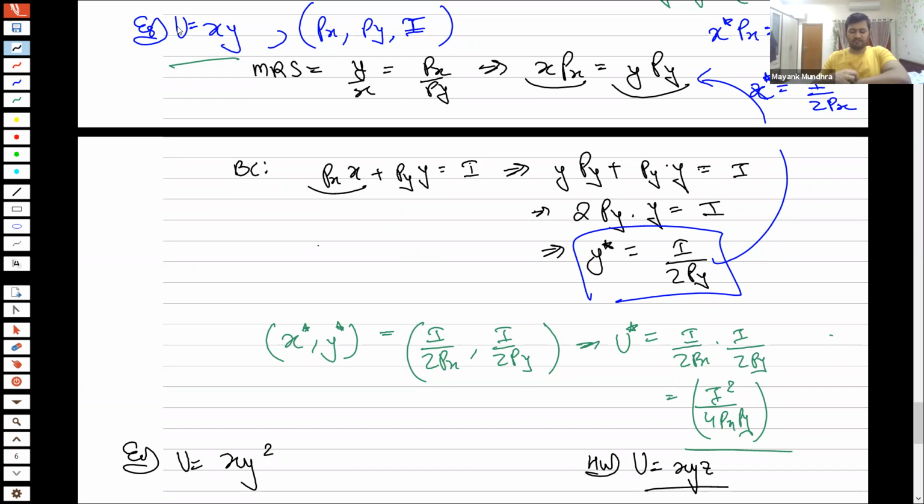So you have 5 minutes, 6:36 on my clock. So it's 6:37 now. So to 6:42. For U equals xy square, I want the indirect utility function like this format. It will be a function of I, px, and py. It will not be a function of x and y. X and y should not be a part of the final answer.